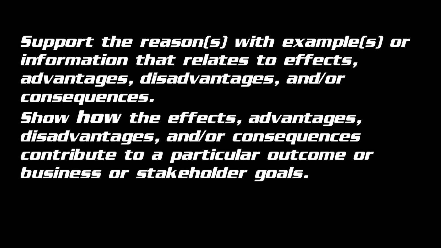Basically, TKI says that fully explained is supporting your reasons with examples or information that relates to effects, advantages and disadvantages, and or consequences. You've also got to show how these contribute to a particular outcome or business and stakeholder goals. Now that's all good and well, but it's kind of confusing. It doesn't really tell you how to answer a question properly. So what do you do? You could remember that you've got to state, then say how and why, then give consequences, which have to relate to the question and or the context, or whatever it is that you're talking about.